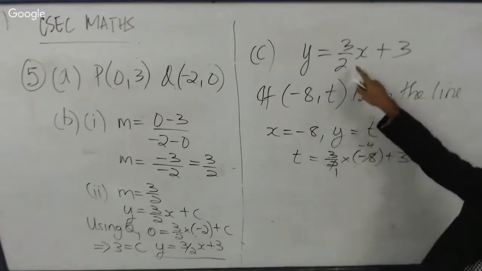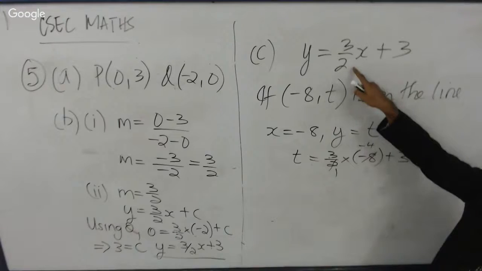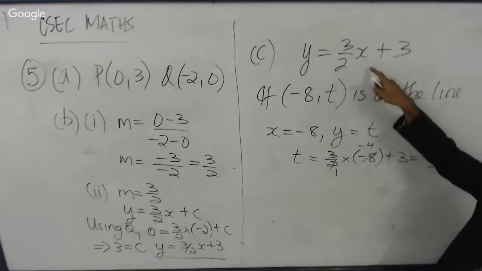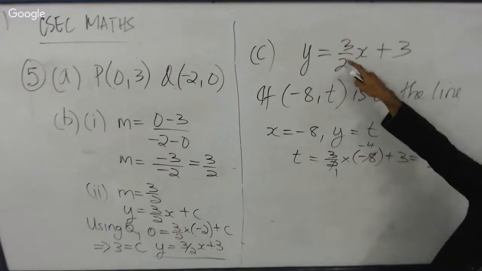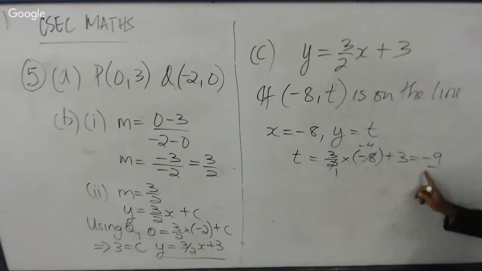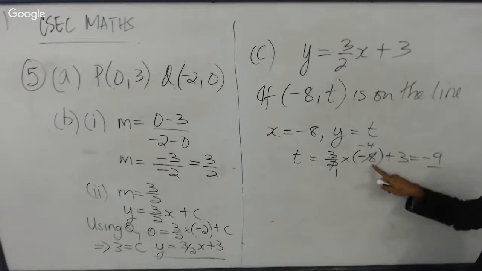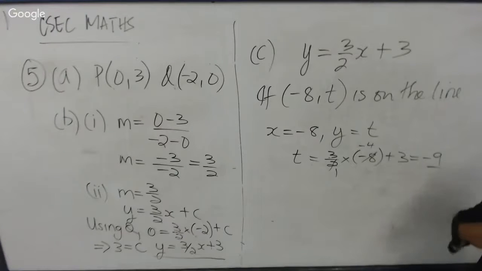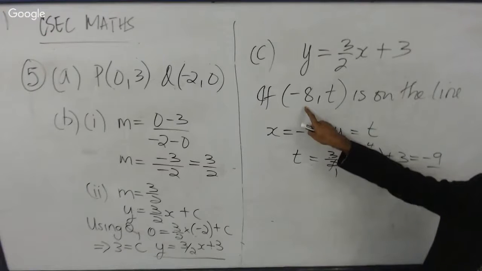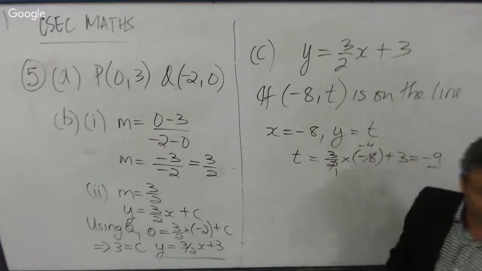What would you do? You put x equal negative 8. 2 into negative 8 is negative 4 times 3. Negative 12 plus 3, you get negative 9. Where did I get the 4? The 2. See there? 2 into negative 8. What am I doing? Why do I use the negative 8? To find it. Okay. All right, good.